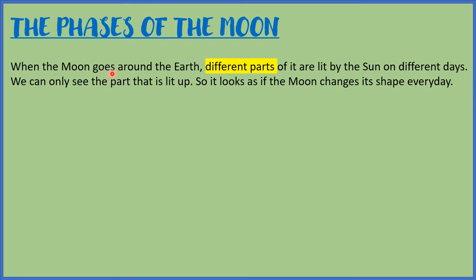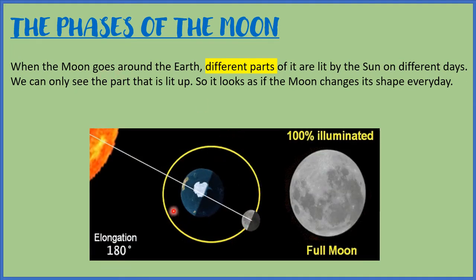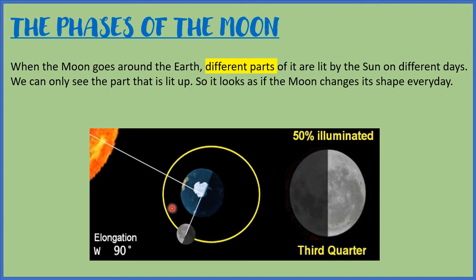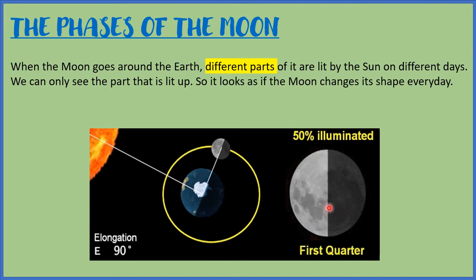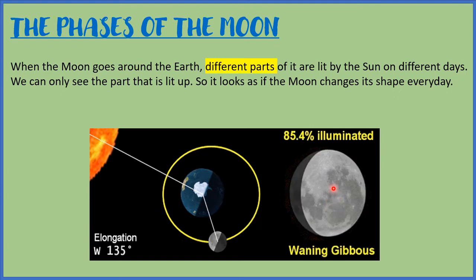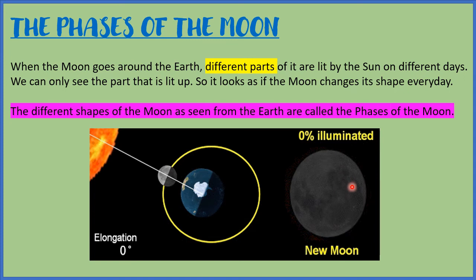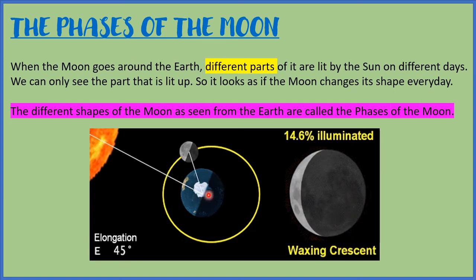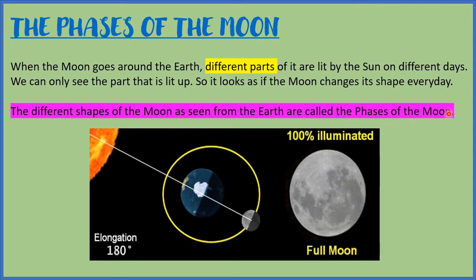When the Moon goes around the Earth, different parts of it are lit by the Sun on different days. We can only see the part that is lit up, so it looks as if the Moon changes its shape every day. The different shapes of the moon as seen from the earth are called the phases of the moon.